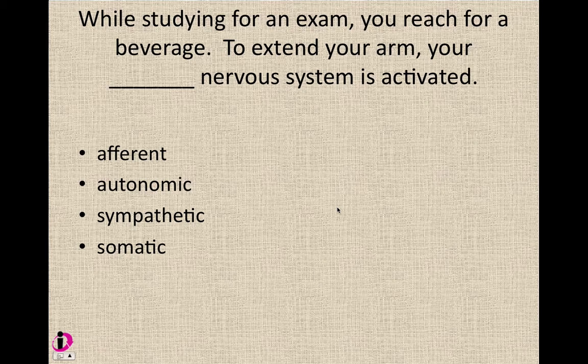Okay. This one is going to be the somatic. So afferent is going to be the sensation. Okay, so that is going to be the receptors that see the beverage. The autonomic would be the subconscious systems. So unless you are trying to increase your heart rate to get that beverage, that shouldn't be activated.